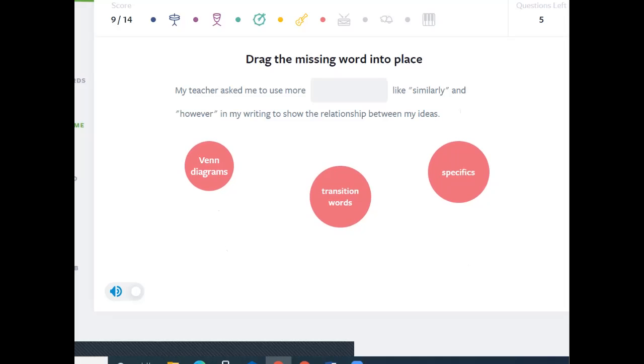How about my teacher asked me to use more transition words, like similarly and however in my writing to show the relationship between my ideas. Yes, we write words. I'm going to go with transition words.